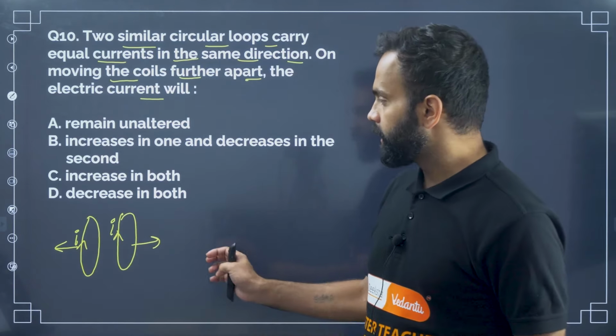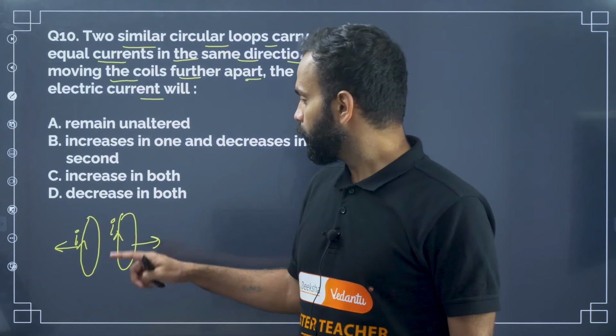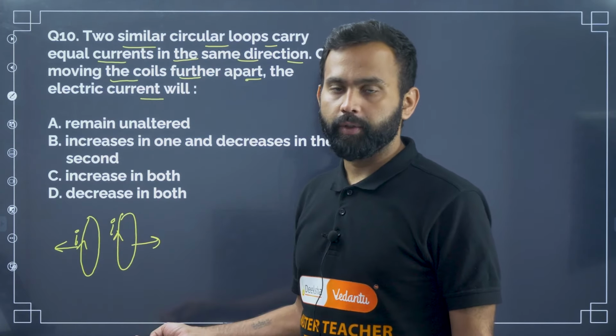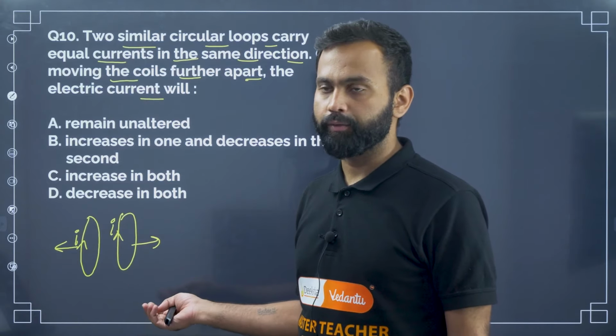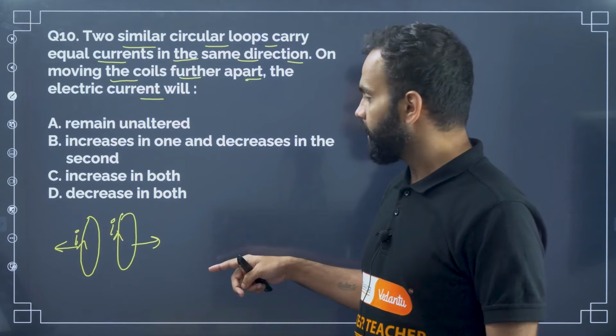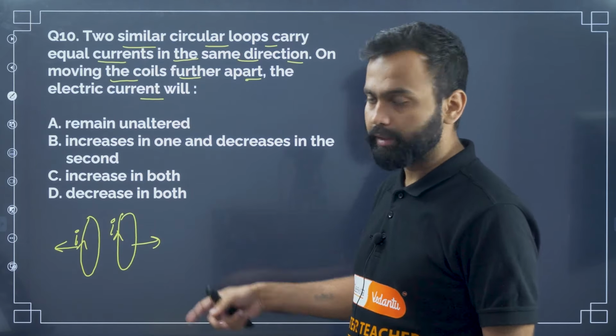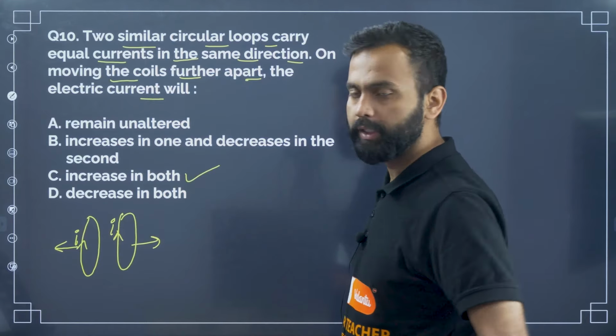If the magnetic flux decreases, what happens? Induced current will be produced. The induced current opposes the decrease in magnetic flux or decrease in magnetic field. Therefore the current in the coil will increase. Electric current will increase. So the correct option is C.